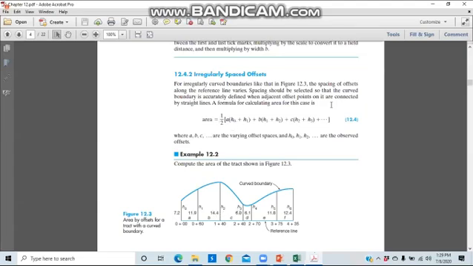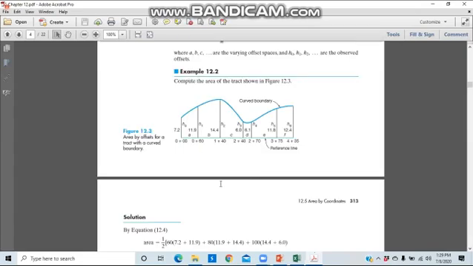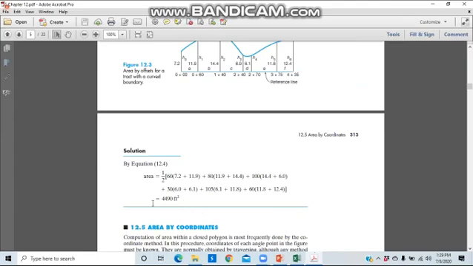So you will use this formula where those offsets are not equally spaced. You put these values and you will calculate the area of that offset, and then you will add whatever offset is into the main area, whether those were triangles, rectangles, trapezoids, polygons, whatever, and you will get the whole area of that survey boundary.